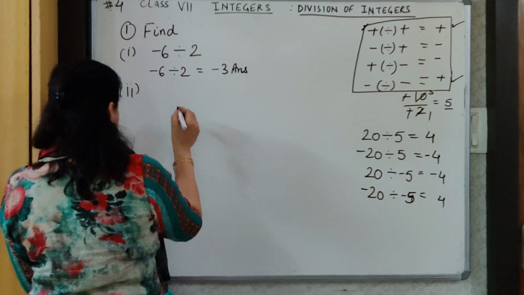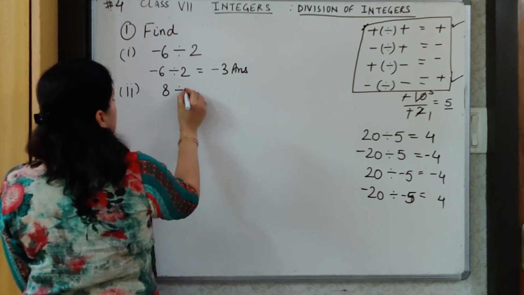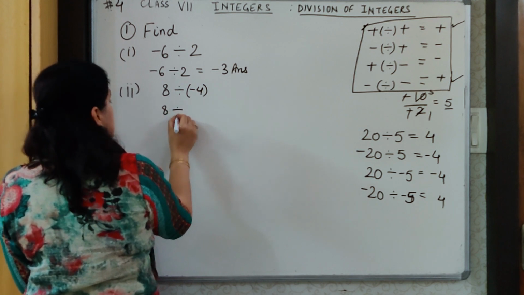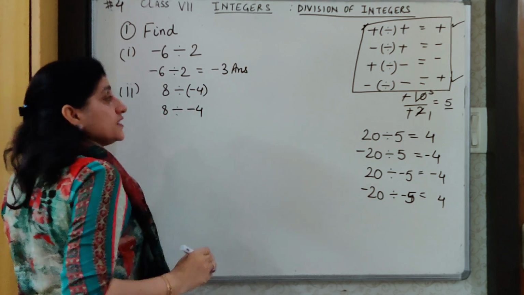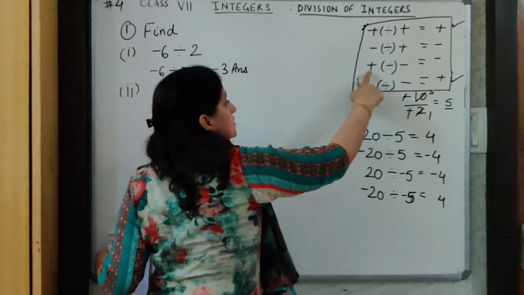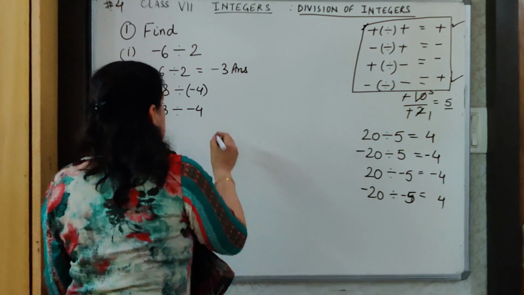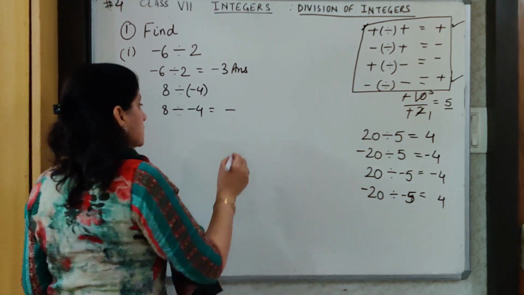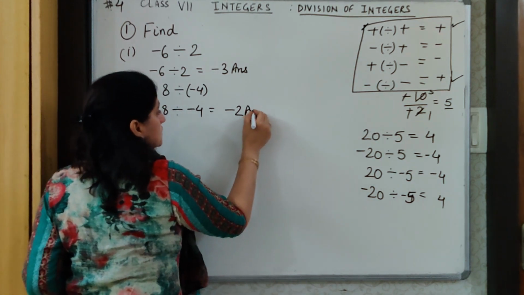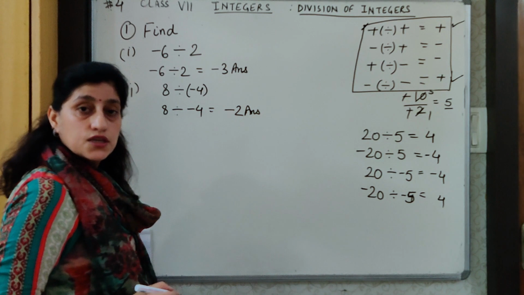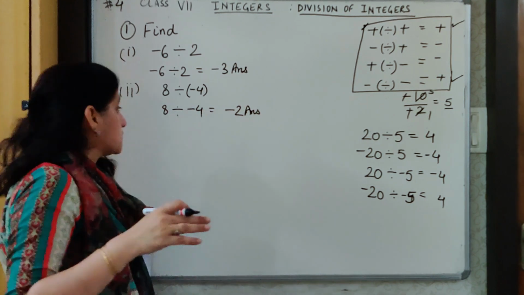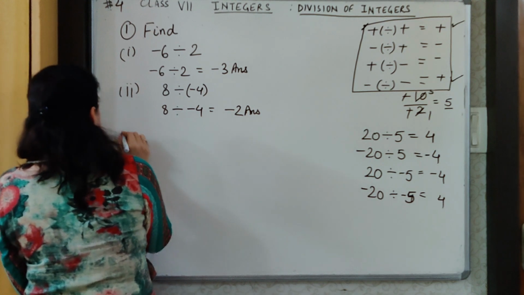Okay. Now this is 8 divided by minus 4. The first integer is positive, the second integer is negative, means the signs are different, therefore the answer will be in minus, and 8 divided by 4 is 2. So the answer becomes minus 2. Understood? Let's proceed with a few more.